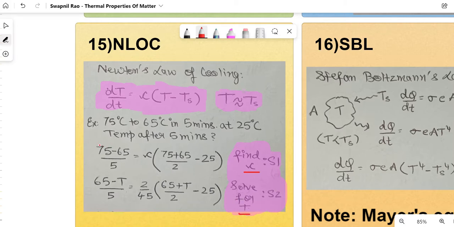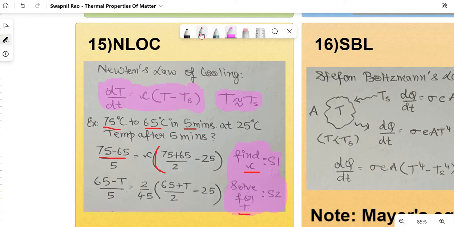So for step number 1, you just use this formula. As you can see, dT, which means 75 minus 65, divided by dt. Over here it's given 5 minutes, so I'm just going to underline the values. I've just substituted it over here. So (75 minus 65) by 5 is equal to small c times a bracket. Over here T would be average temperature. They usually would have given you two temperatures, so that's why I've written average temperature. And yeah, that is the summary of it.